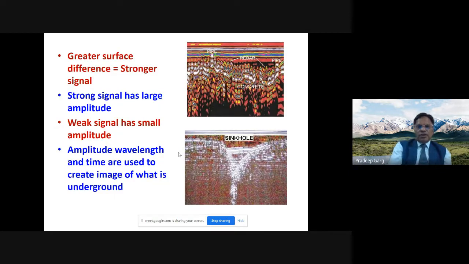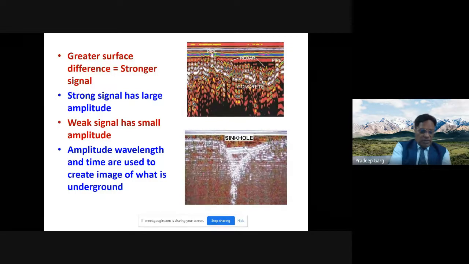So this is the kind of profile one gets. Actually, I'm showing you this because this was a project carried out in Delhi. There was a sinkhole in the road, and every time the PWD engineers repaired that road, after a few days that particular portion would again sink into the ground.